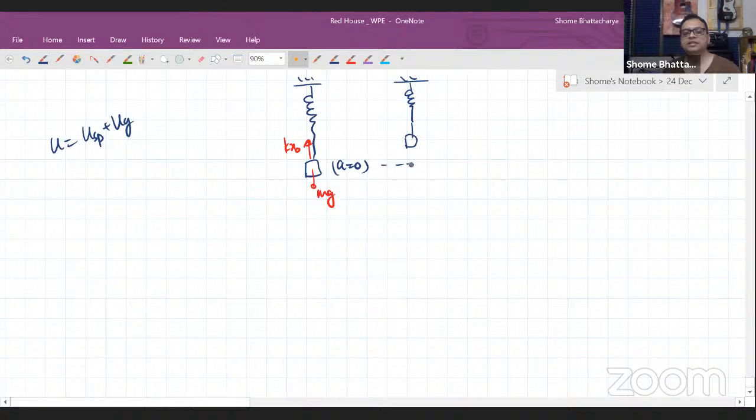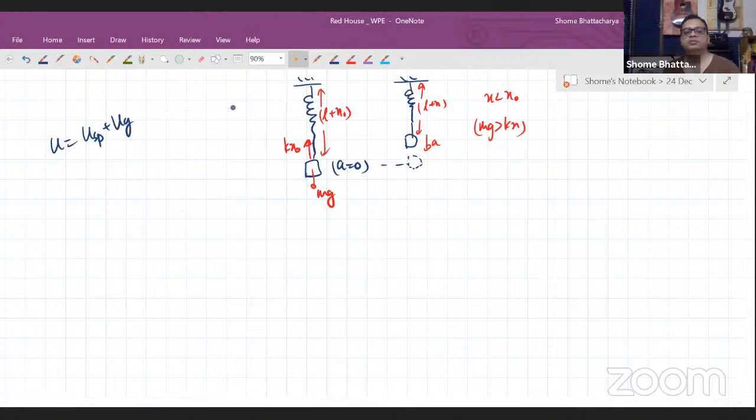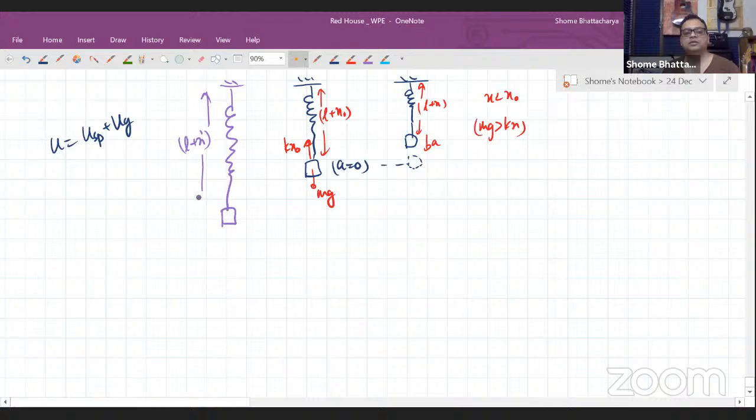Will definitely increase, because now it will have a downward acceleration, because mg will become greater than kx, because x has become less than x naught. Whereas compared to this, if you take it at a lower position, so here it has become, let's say, L plus x prime. Now x prime is greater than x naught.